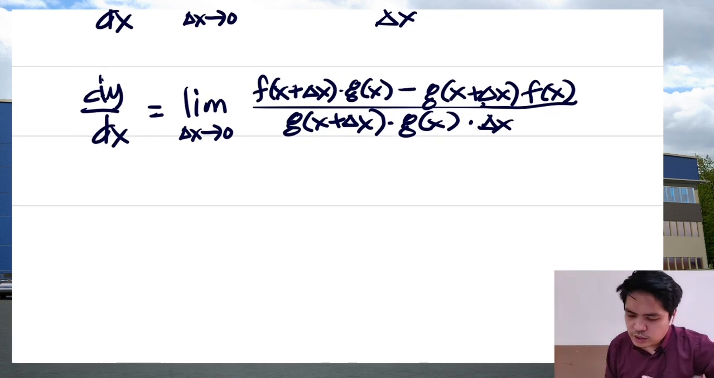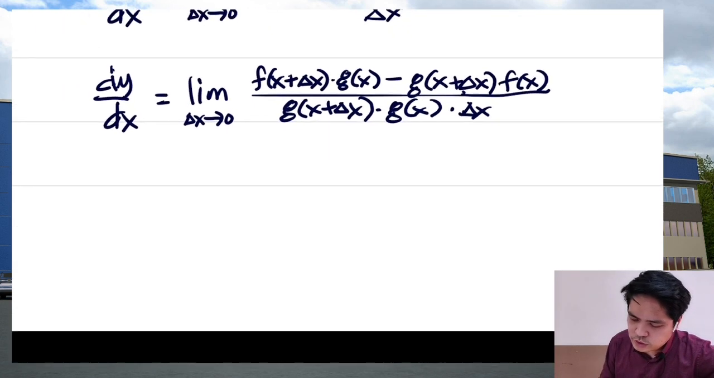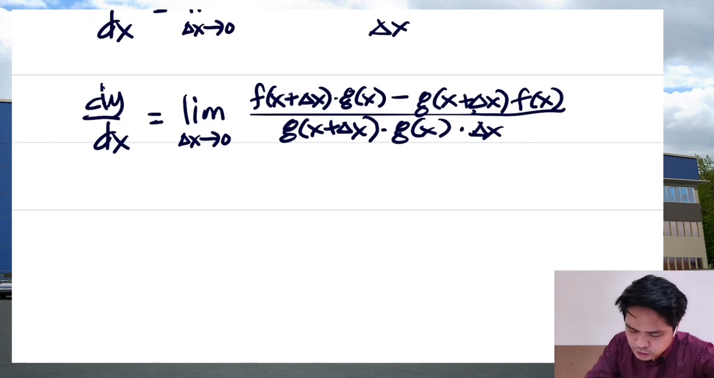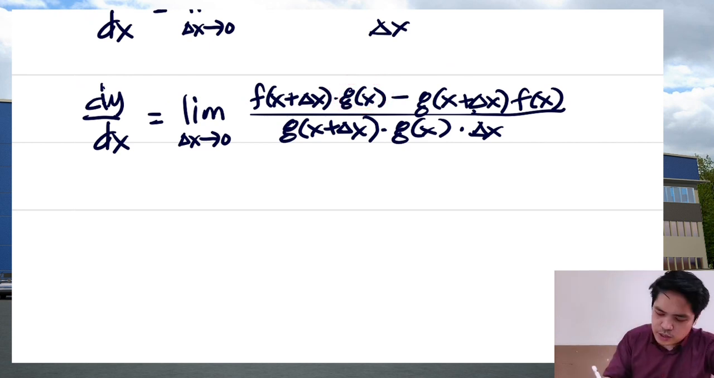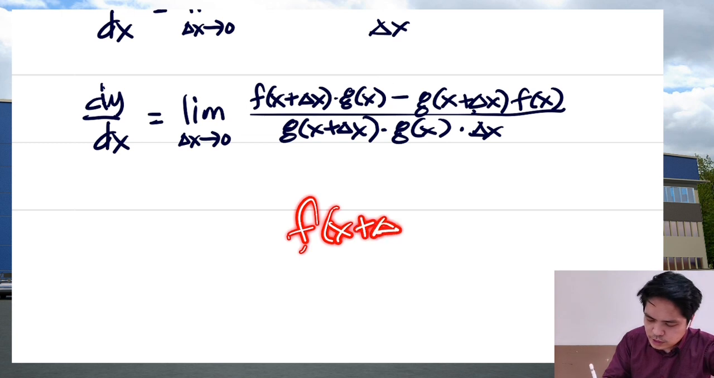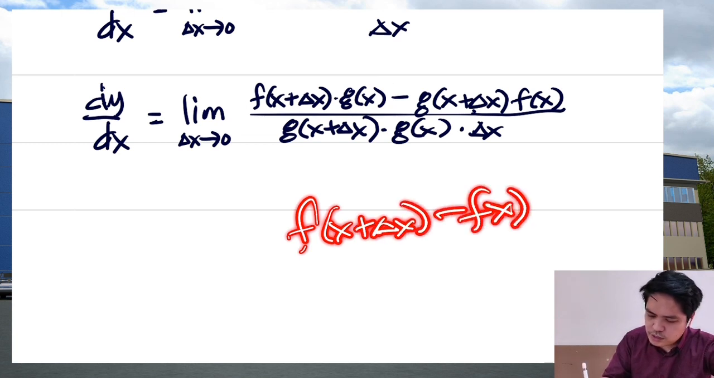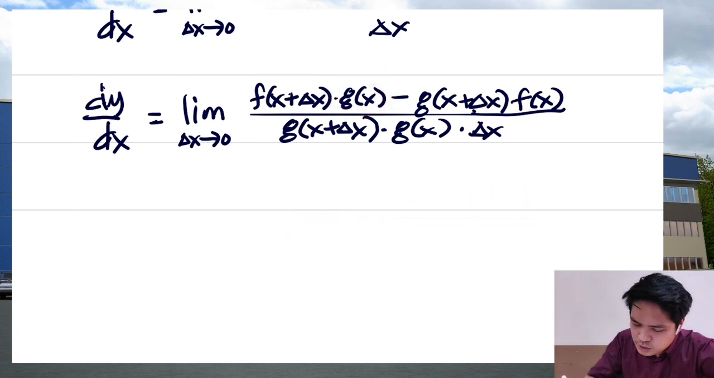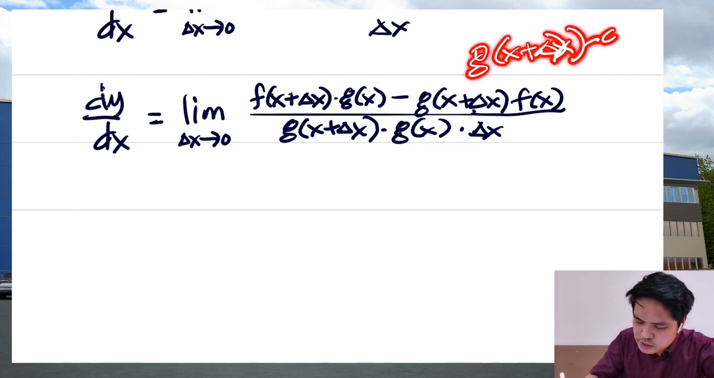Okay, now we need to isolate the function. So ang gagawin natin, kailangan maka-factor out tayo dito ng either g of x or f of x, para makuha natin yung f of x plus delta x minus f of x, di ba? So we need to factor out, or dapat ito siya ma-separate. Then para makuha natin yung g of x plus delta x minus g of x, kailangan to siya ma-separate.